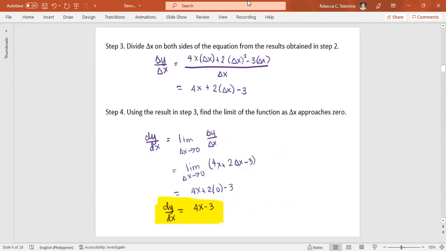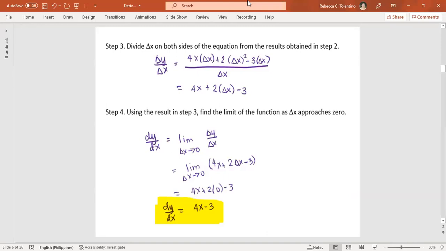So that is the expression that we got from step 2. We will divide by delta x. So on the left, we divided delta y by delta x. And on the right, we just copied what we got from step 2 and then divide by delta x. As we can see, all the expressions on top have delta x.